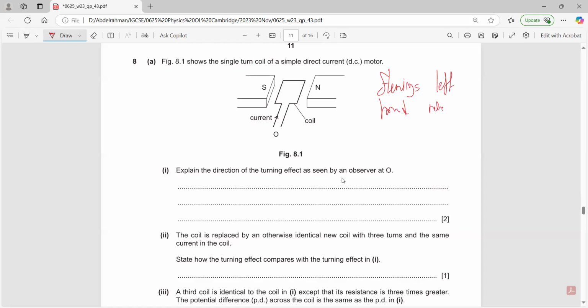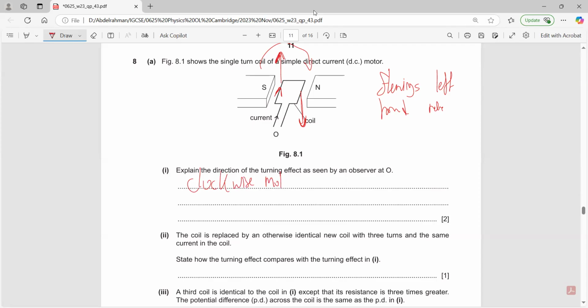The first finger, the index finger, is from the north to south, so it's basically pointing to the left. The second finger, which is the middle finger, the current in this coil is moving into the page. So using Fleming's left-hand rule, you'd find the thumb moving upwards on this end of the coil, and the thumb would be pointing downwards on that end of the coil, which means that it will rotate in this direction, which is a clockwise motion.